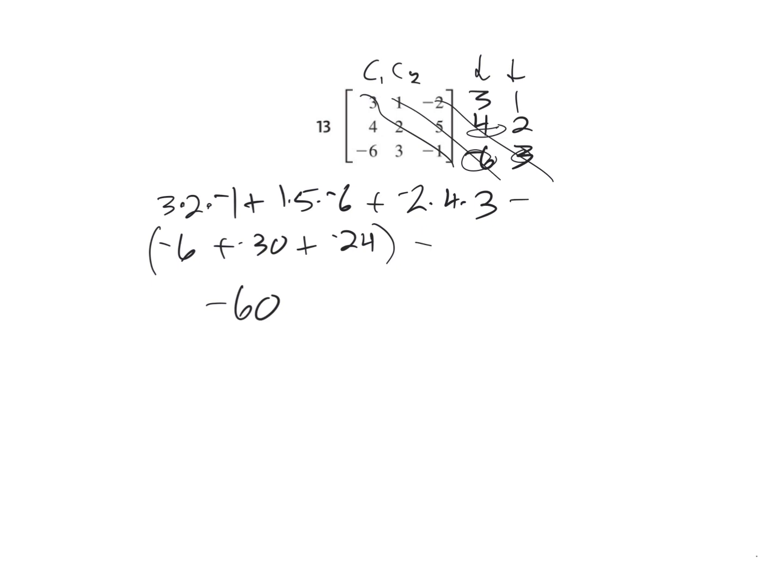And we're going to subtract the upward diagonals. So that's negative 12 times a negative 2 is positive 24. 3 times 5 times 3, 15, 45. And then the next one, negative 1 times 4 times 1 is negative 4. We add all those together, 69 minus 4 is 65. So we have negative 60 minus 65 is negative 125.